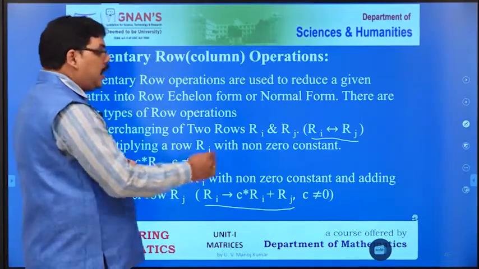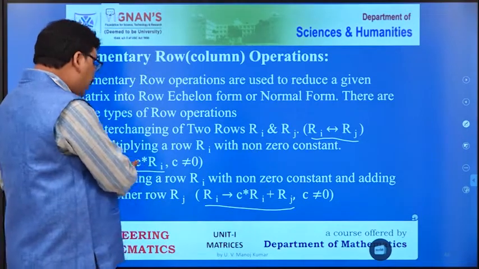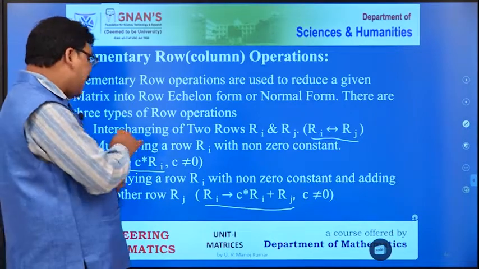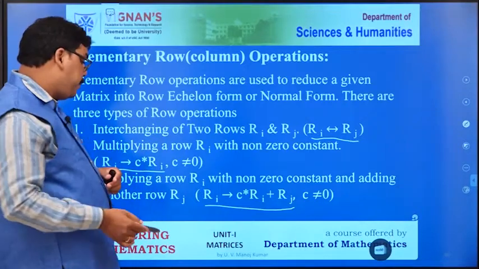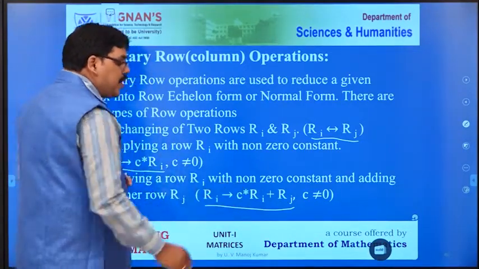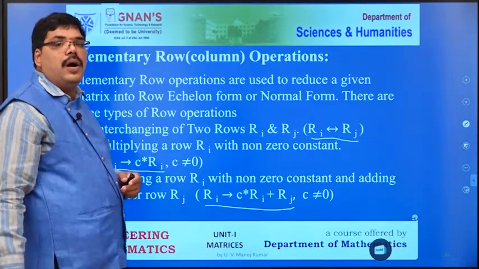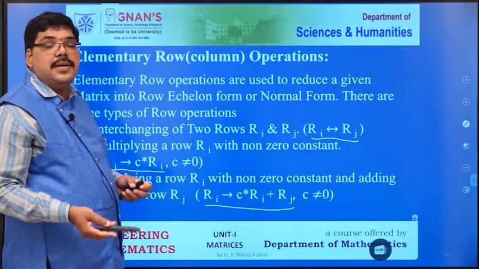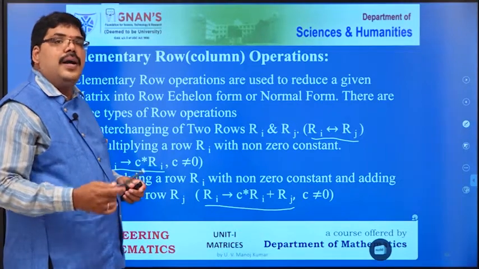So in these 3, here we are interchanging Ri and Rj. Here we are changing Ri into C times Ri. So the existing row i is replaced with C Ri. Here also Ri is replaced with C Ri plus Rj. So we are changing a row by a suitable row operation. These row operations allow us to reduce a given matrix into echelon form or into a normal form.